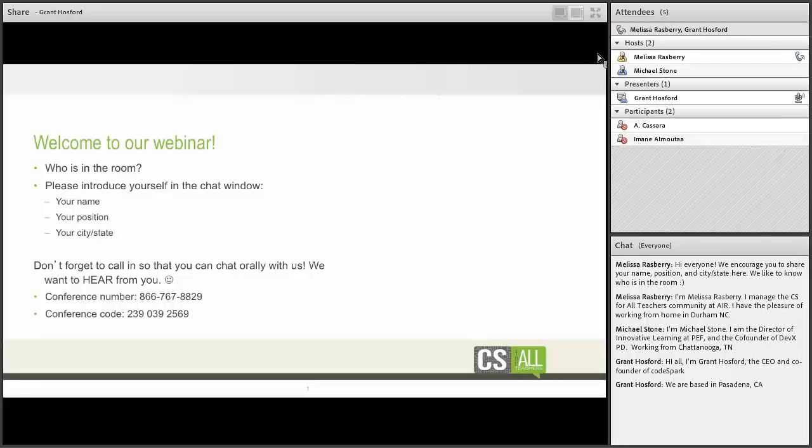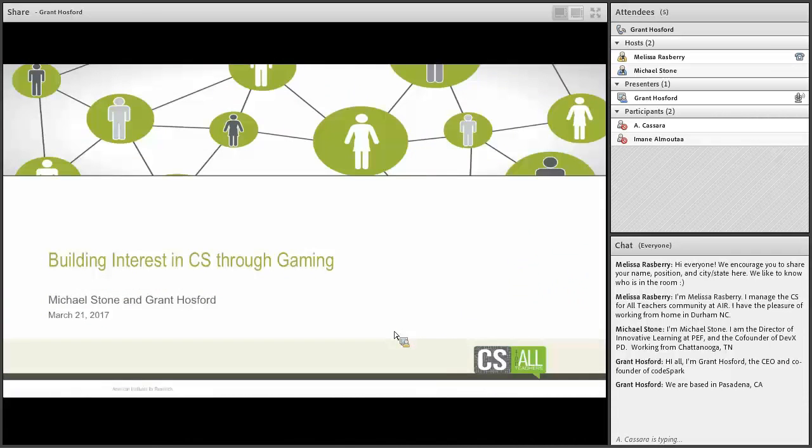Tonight, we're really excited to have two guests with us, Michael Stone and Grant Hufford, who will introduce themselves and introduce this concept of building interest in computer science through gaming. We have a small but mighty group tonight, so we do hope there will be a lot of interactivity and discussion about this wonderful topic.